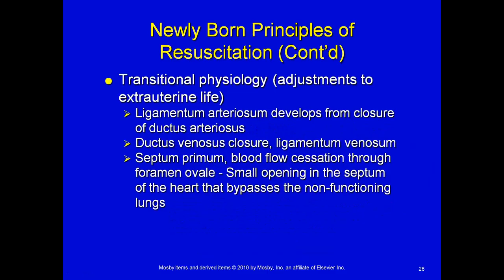When the ductus venosus closes, it becomes the ligamentum venosum. The septum primum is when blood flow through the foramen ovale occurs. And the foramen ovale is a small opening in the septum in the heart that bypasses the non-functioning lungs during fetal development.